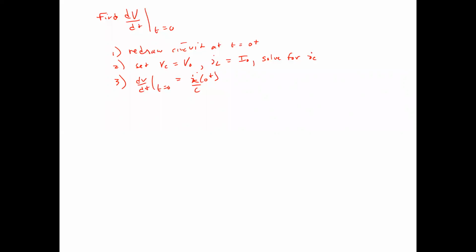How do you know 0 plus? It's the instant, it's really 0, but how do you find that on the circuit? It's just the same circuit. Just draw the circuit, and where the capacitor is, put V0, where the inductor is, put I0. And then solve for IC.